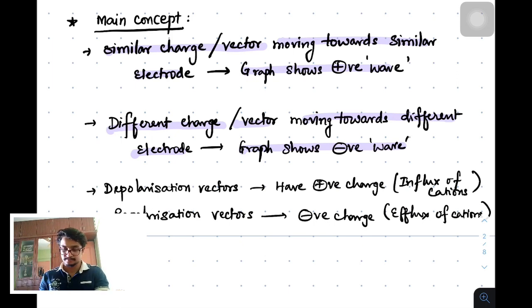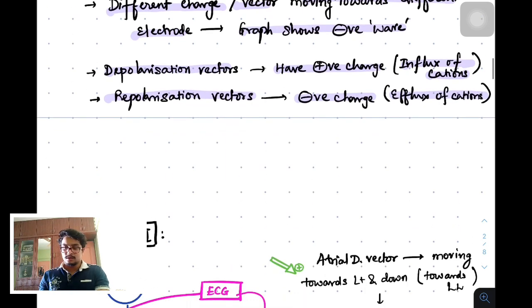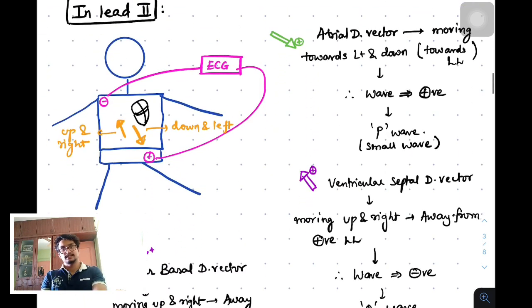So depolarization vectors we saw earlier have positive charge due to influx of cations. Repolarization vectors have negative charge due to efflux of cations. Now we will understand ECG waves in general with respect to lead 2. Lead 2 is the best lead to understand ECG waves because all the waves are very prominent in lead 2.